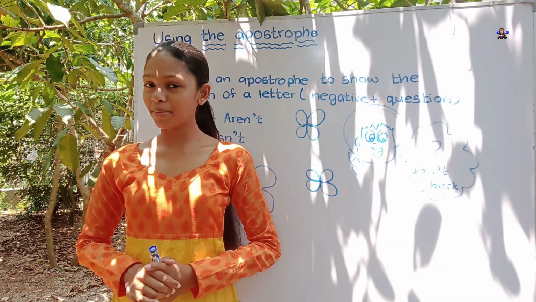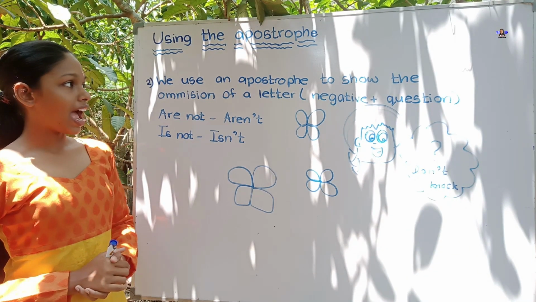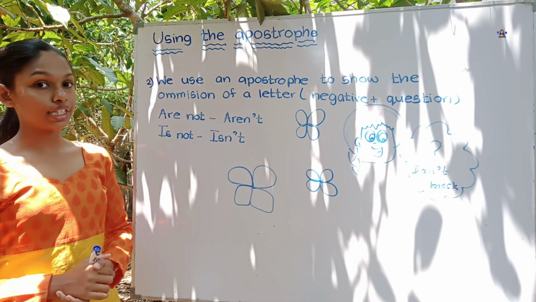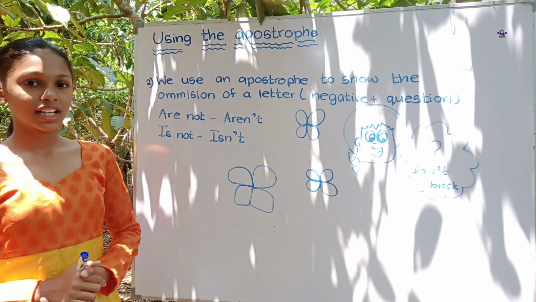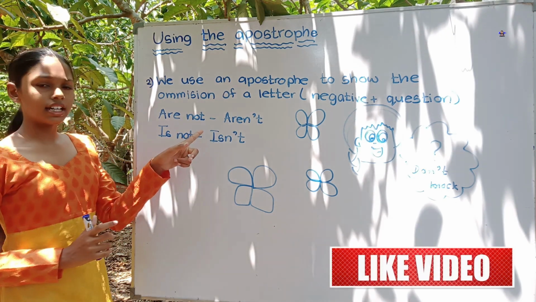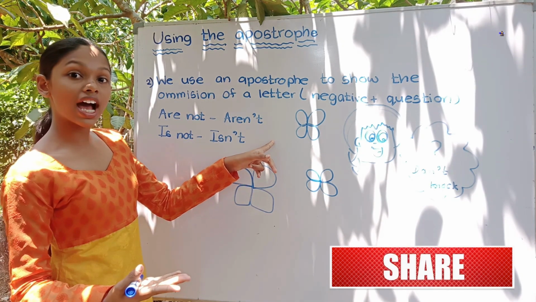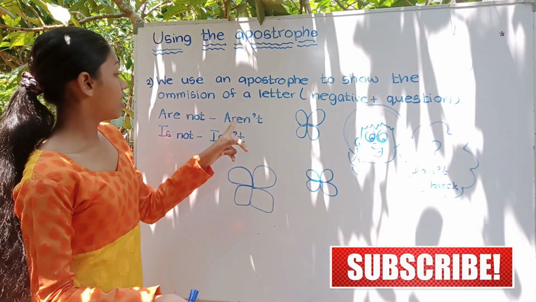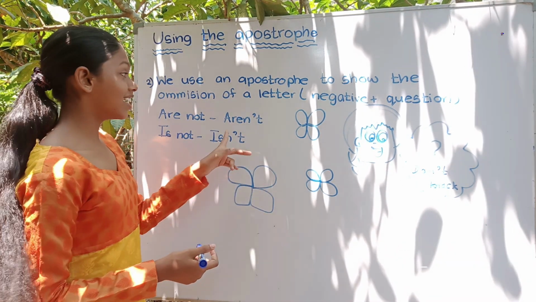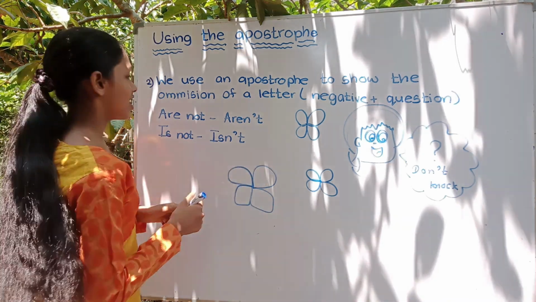Now in the second segment, we are going to talk about how we can use an apostrophe to show the omission of a letter, negative plus question. Let's take are not as an example. Here in contraction form, aren't. But if we use it as a negative question, then: aren't you coming to school tomorrow? Here aren't is the negative question.